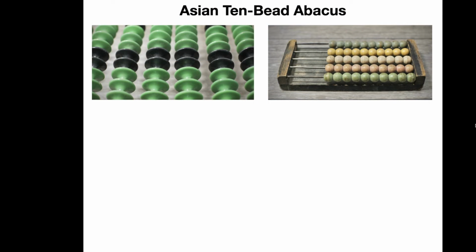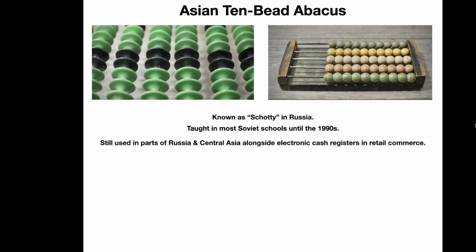Well, there is this Asian 10-bead abacus, otherwise known as the Russian abacus. There is a close-up of it on the left picture here. And, of course, in Russian, it's known as the word pronounced something like shoty. And it was taught in most Soviet-era schools up until the 1990s, but even today it is still used in parts of Russia and Central Asia in stores alongside electronic cash registers in retail commerce.